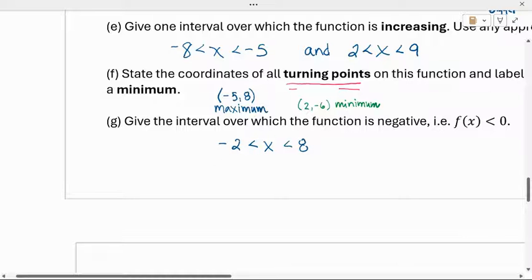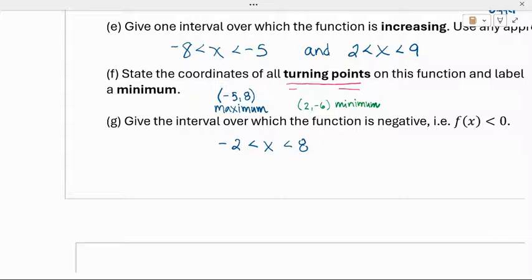So these are your x values. In between the space of -2 and 8, not including those, right? Because at -2, y is 0, and that's not positive or negative. At 8, y is 0, and that's also not positive or negative. Just in between those 2 numbers, that graph is going to be below the x-axis.